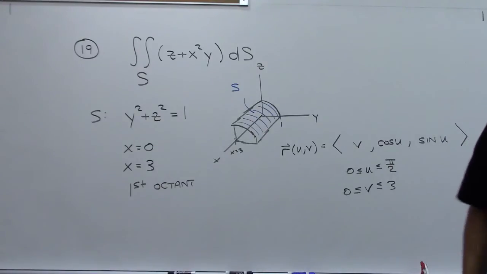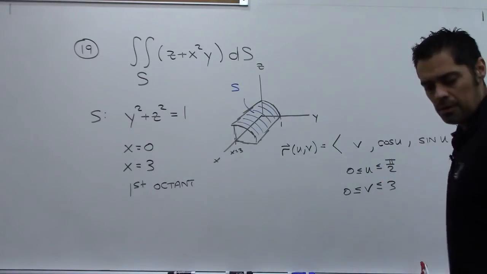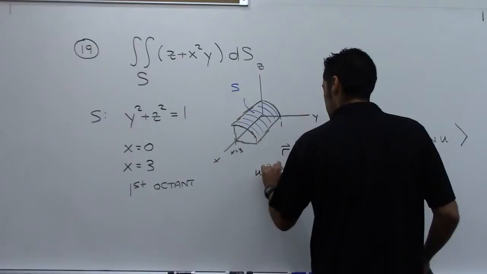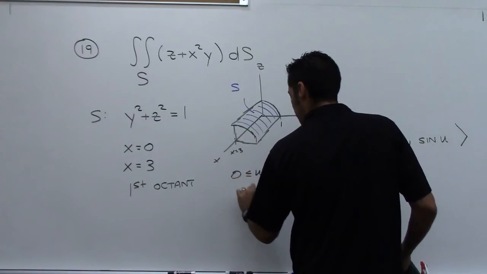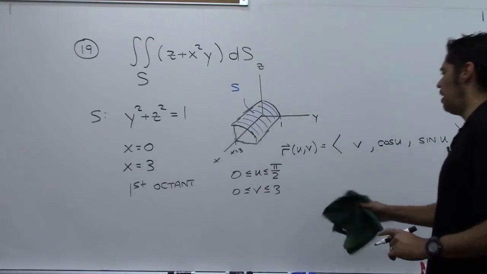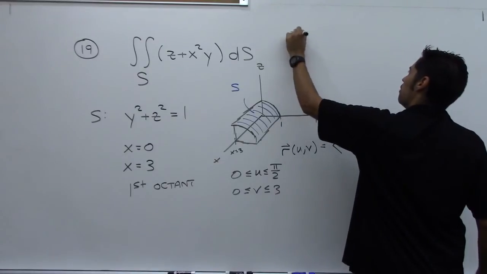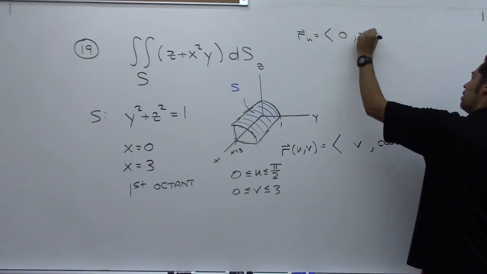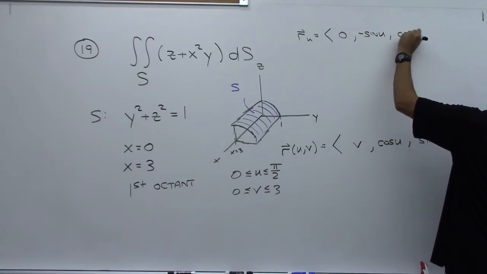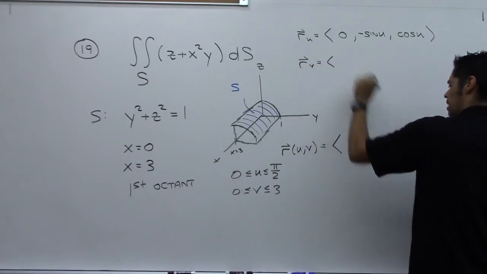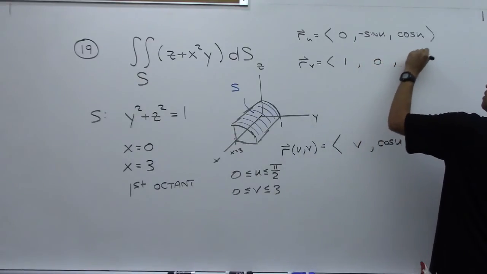Now the next thing is to go ahead and find the cross product of this. So let me move my restrictions over here. U is between 0 and pi over 2. V is between 0 and 3. Now, when I do the partial of r with respect to u, I get 0, then negative sine u, then cosine u. When I do the partial of r with respect to v, I get 1, 0, 0.